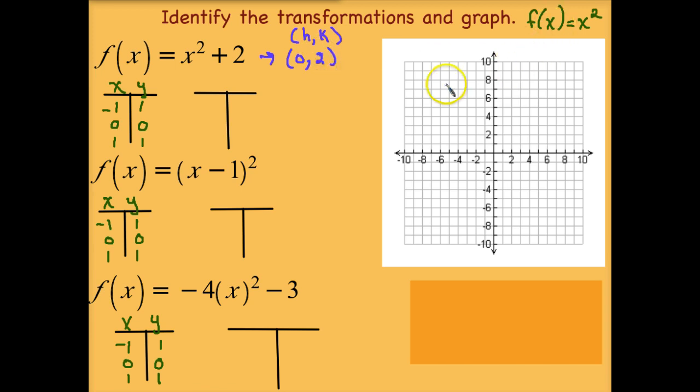So step 1, write the parent function. Step 2, list the key points. And step 3, write the vertex. Now we're ready to transform. Okay, identify the transformation. We have a plus 2 on the end.